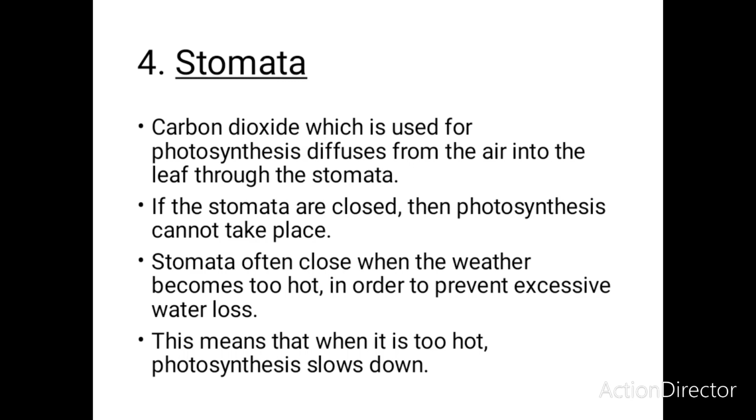Carbon dioxide, which is used for photosynthesis, diffuses from the air into the leaf through the stomata. So if the stomata are closed, it means that photosynthesis cannot take place. And stomata often close when the weather becomes too hot. So they close in order to prevent excessive water loss. So by preventing excessive water loss and closing, photosynthesis stops. So this means that when it is too hot, photosynthesis slows down. So the opening or the closure of stomata affect the rate of photosynthesis.